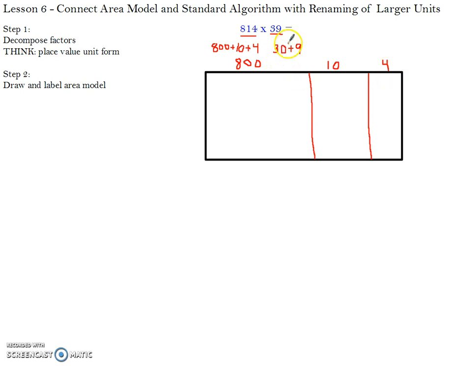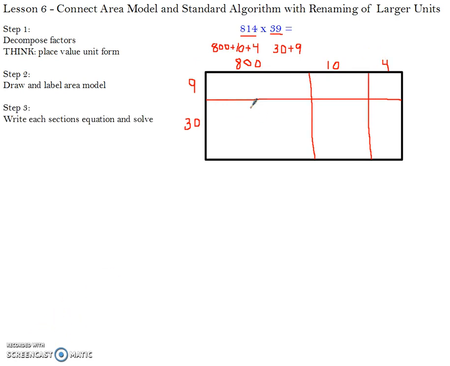For my side, I have 2 different numbers, one medium and one small, so I'm going to make a smaller box and a medium box, and I'm going to label them accordingly. My small box would be 9, since that's my small number here, and then my medium number is 30. So I'm going to label my medium boxes as 30. So here I have 39 in my equation represented, and up top I have 814 represented.